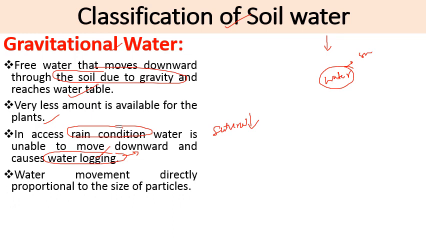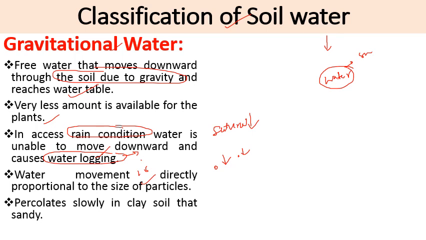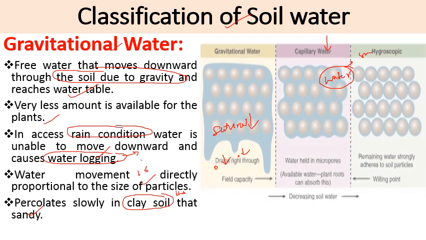So water movement is directly proportional to the size of the particle. It means the bigger the size of the soil particle, the more easily water will percolate, and the smaller the size of the particle, the less water will percolate, meaning move in the downward direction. So this is a direct relation between the size of particle and movement of water. So this water percolates and moves downward more slowly in clay soil than that of sandy soil. In sandy soil the water moves fast because the particle size is bigger, and it moves slowly in the clay soil because the particle size is very small.